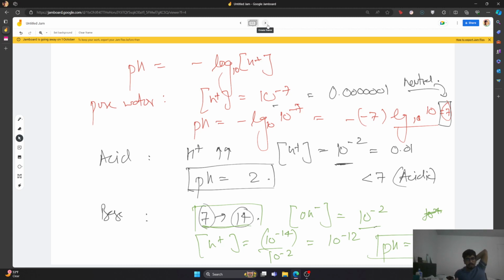So just make sure you understand this calculation. Otherwise, it's always given in your book if you don't understand this properly, like how to calculate. If you're given the OH minus concentration, then calculate the pH. If you're given the H plus concentration directly, then it's a one-step thing. If you are given the OH minus, then it's a two-step thing. First you find the H plus and then use the formula. And always you need to remember that OH minus times H plus is always constant.